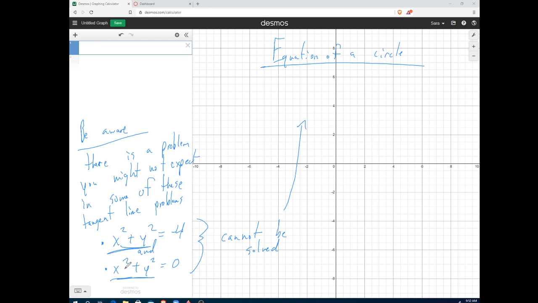X squared plus y squared. Uh-huh. By definition, the equation of a circle is x squared plus y squared equals r squared, where r is the radius of the circle. Have you spent time with that equation? Seeing some head nods, some here and there.